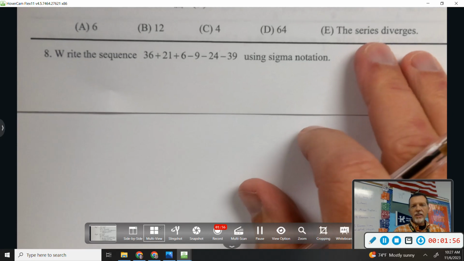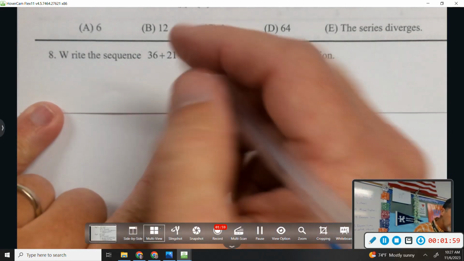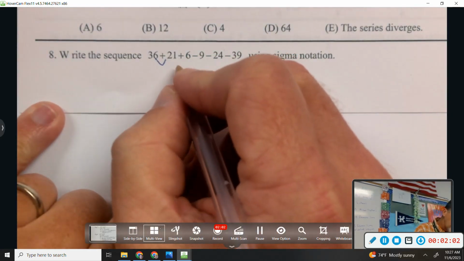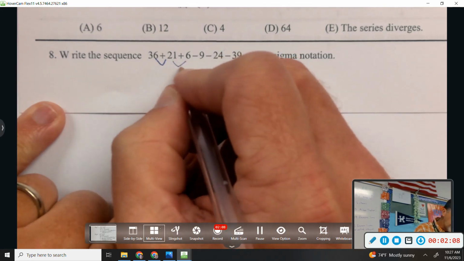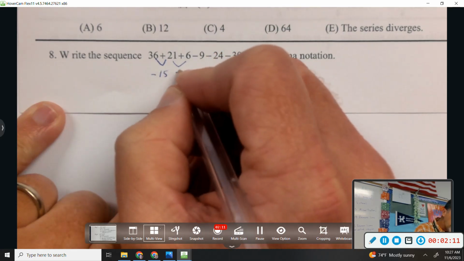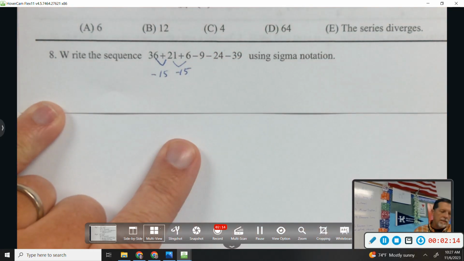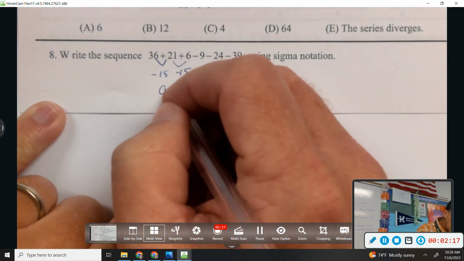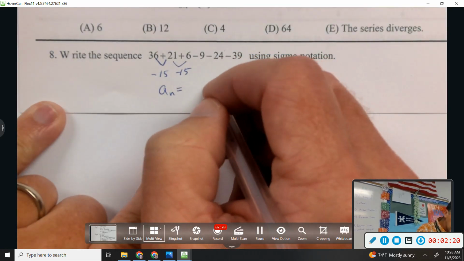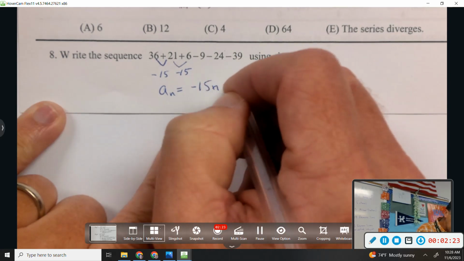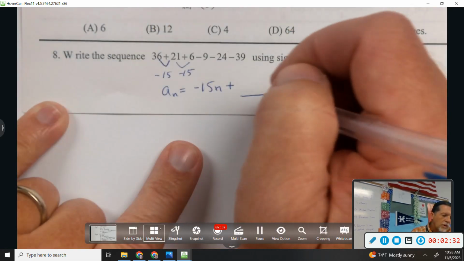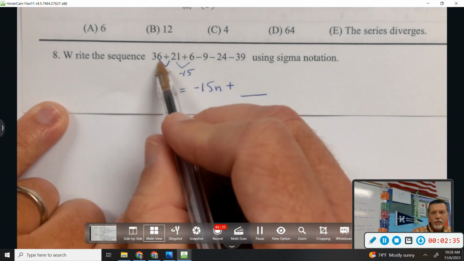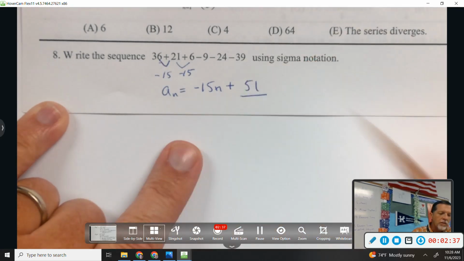Number 8, write that sequence using sigma notation. Now let's figure out what kind of sequence it is here. We're going down by 15 each time. So a sub n is negative 15n plus, what needs to go in the blank to make it work? Well, be careful. If you put 36 in there, then 36 won't be my first term. So I'm going to go 51.